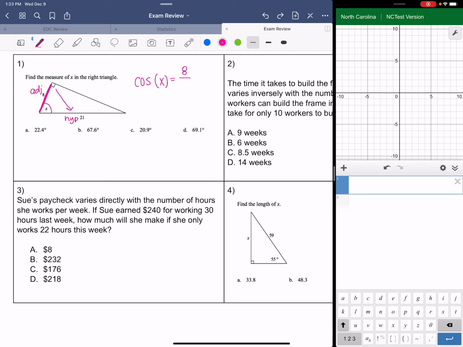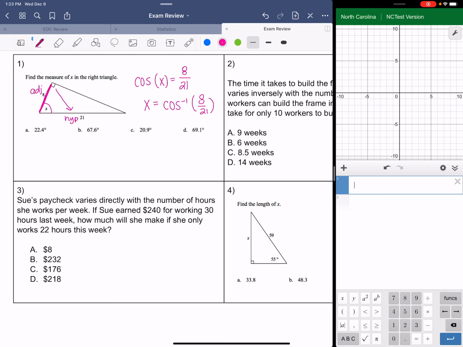Whoops, 21. So we have to solve for x by isolating x, and we do that by using cosine inverse of 8 over 21. So let's see, functions, cosine inverse, 8 over 21 is 67.6.